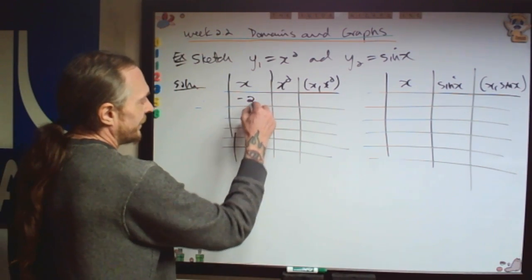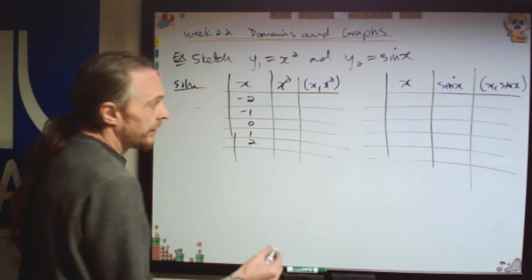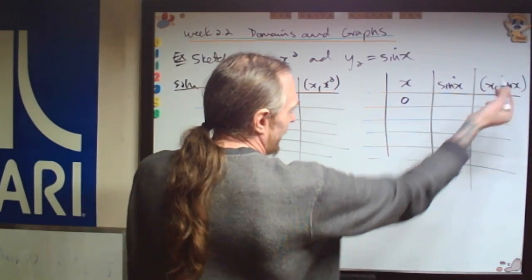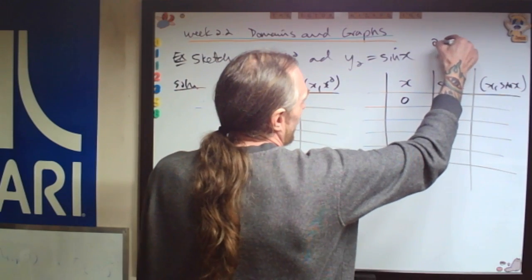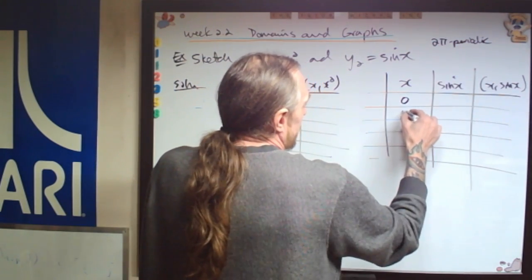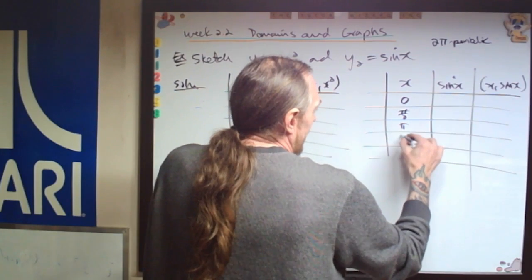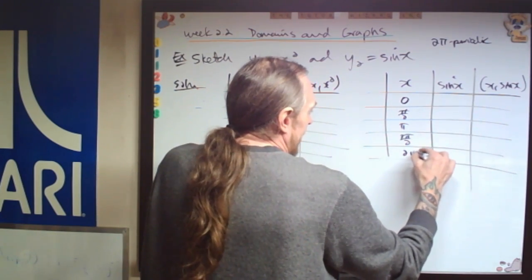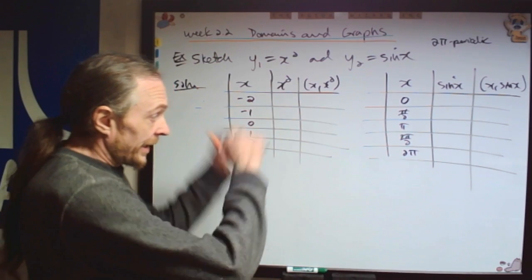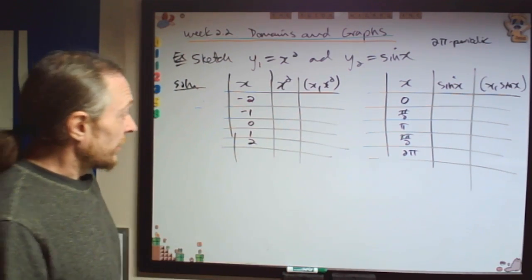X is going to be -2, -1, 0, 1, 2. Here we're going to pick trigonometric values, so I'm going to start with the period of the function. Sine is periodic. It's 2 pi periodic. So I'm going to use 0, pi over 2, pi, 3 pi over 2, 2 pi. Slightly different values, but I can use any values in the plane and get nice values and see what the shape of it looks like.